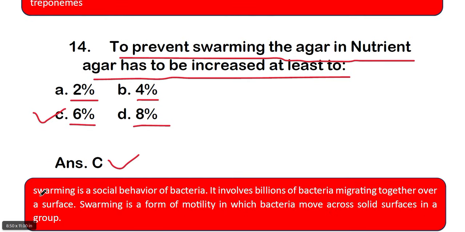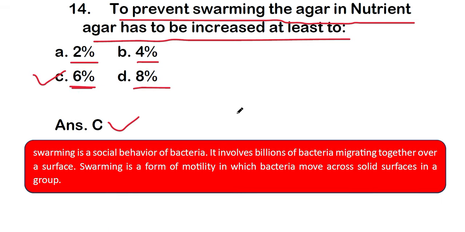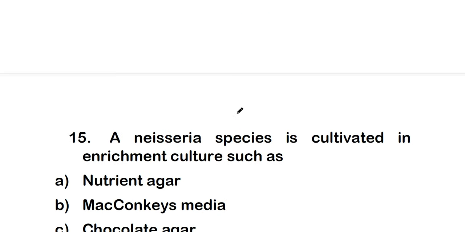So what is swarming? Swarming is a social behavior of bacteria. It involves billions of bacteria migrating together over a surface. So swarming is a form of motility in which bacteria move across a solid surface in a group. So to prevent the swarming, we have to increase the agar concentration to 6%. Okay, so let's move on to question number 15.